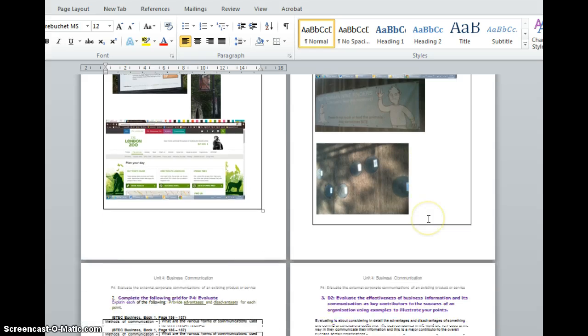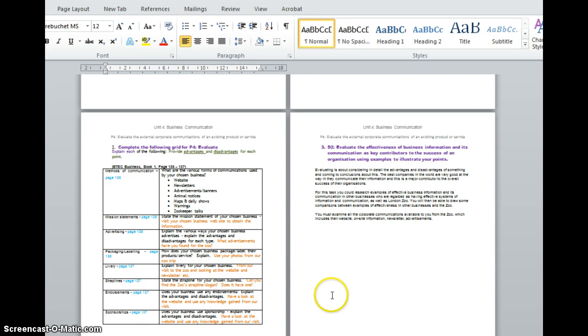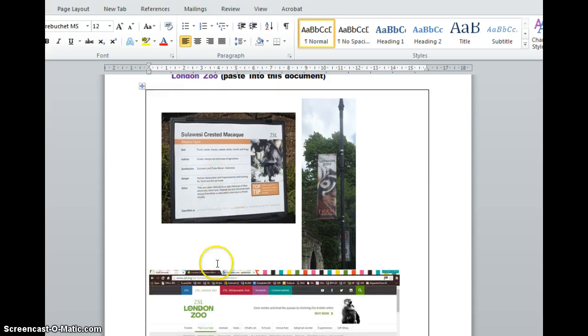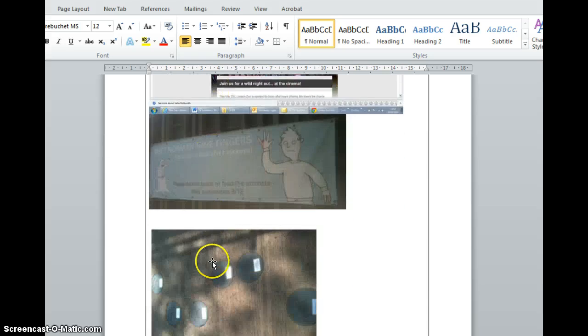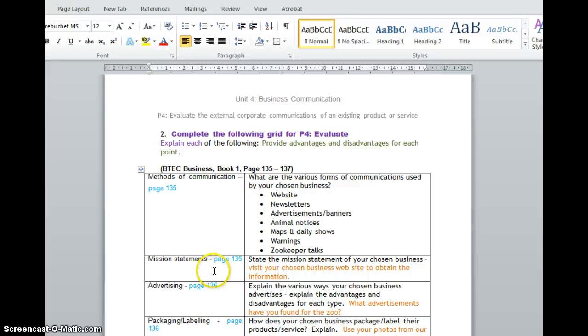Now once you've done that, go down here and we'll scroll into this, and you have to answer these questions. So first of all, the methods of communication. Now I've found these different methods. There's a website, there's newsletters, the advertisements or banners, animal notices, the map that we got when we went to the zoo, the warning notices, and the zookeeper talks when we were there. So what you have to do here is just explain why each of those was really good. So really the advantages of each of these methods.